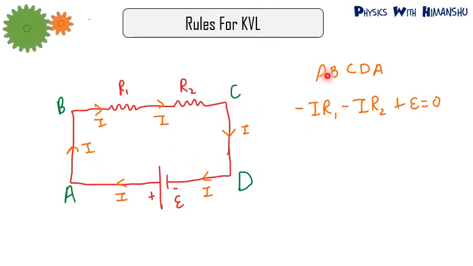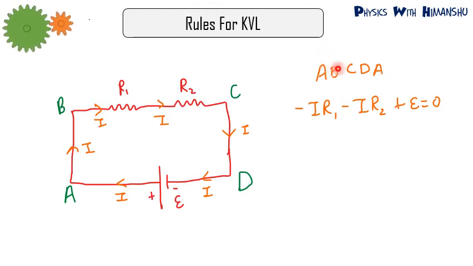Always remember the first and last point should be the same, because Kirchhoff's voltage law is only applicable when there is a closed loop. So if you are starting from A, you have to end at A, but you can take any path you want. Okay, so the path is A, B, C, D, A.